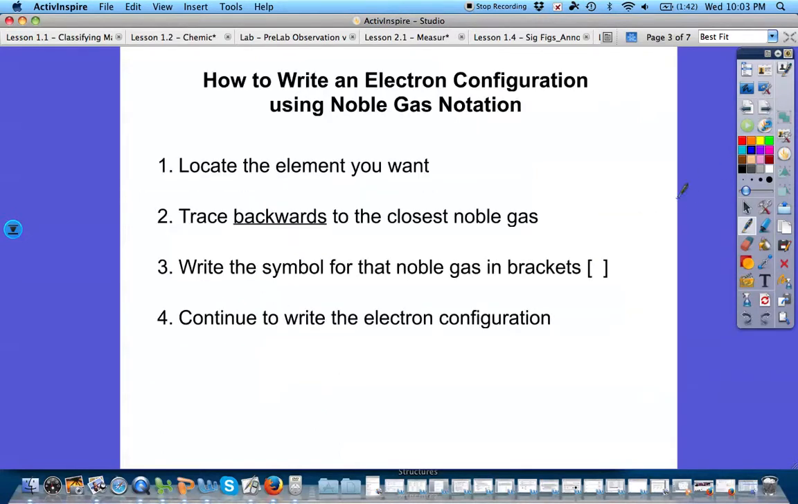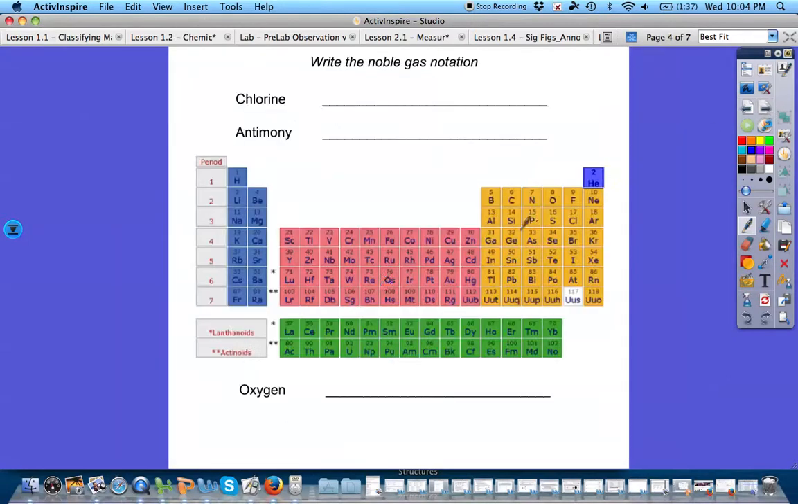So how do we write an electron configuration using noble gas notation? The first thing that you're going to do is locate the element that you want. And then you're going to trace backwards from that element to the closest noble gas. Write the symbol for the noble gas and put brackets around it. And then you're going to continue to write the electron configuration. So let's take a look at some examples of these.